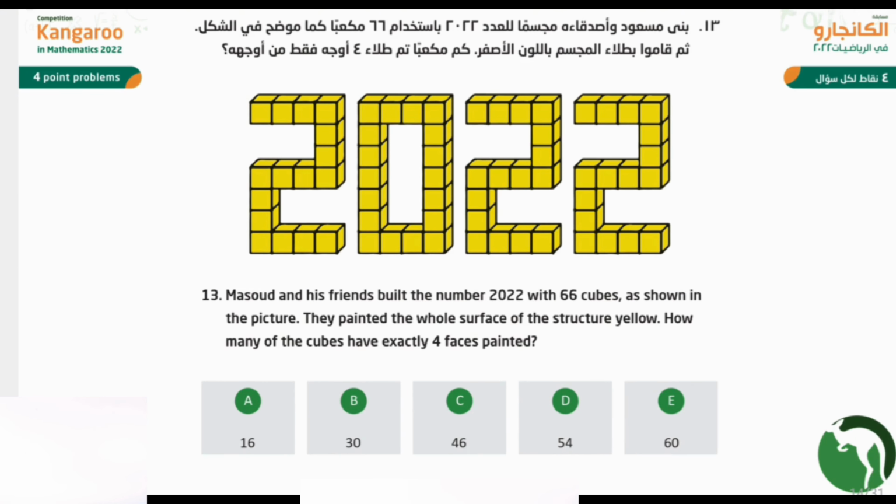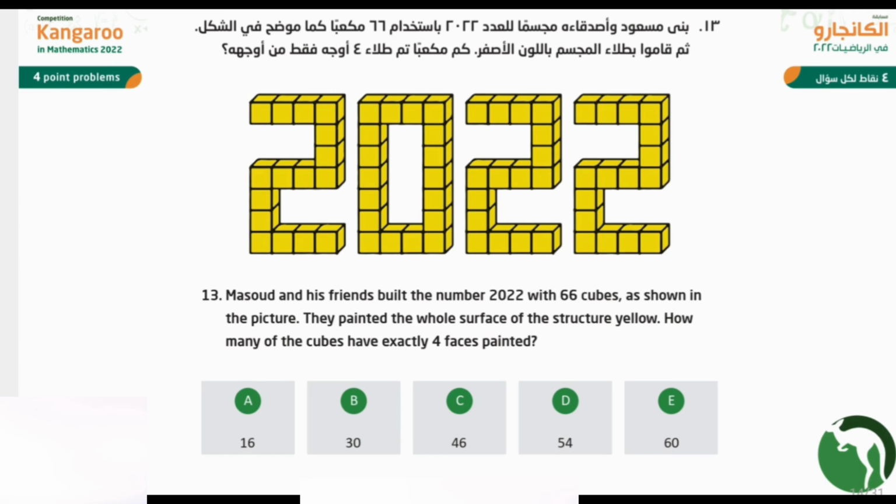In question number 13, Masoud and his friends build the number 2022 with 66 cubes as shown in the picture. They painted the whole surface of the structure yellow. How many of the cubes have exactly 4 faces painted?